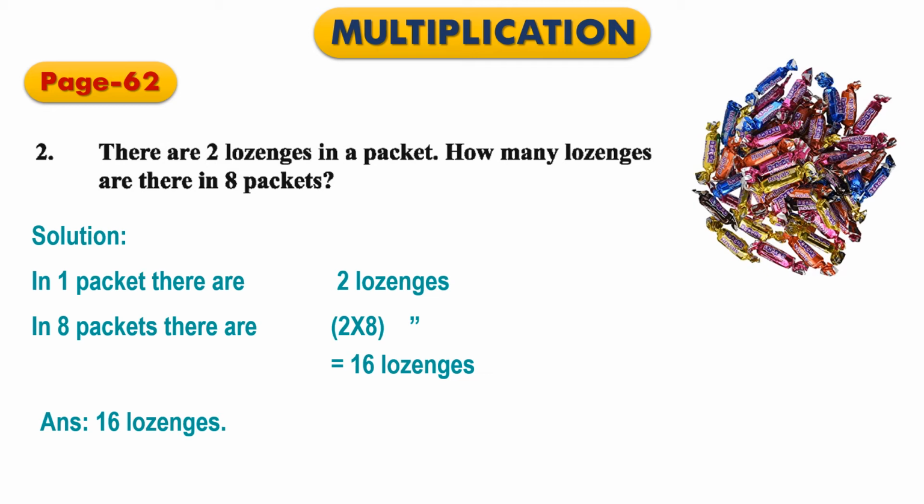in one packet there are 2 lozenges. That's why in 8 packets there should be more. That's why we have done the multiplication. 2 multiplied by 8 is equal to 16. So the answer is 16 lozenges.